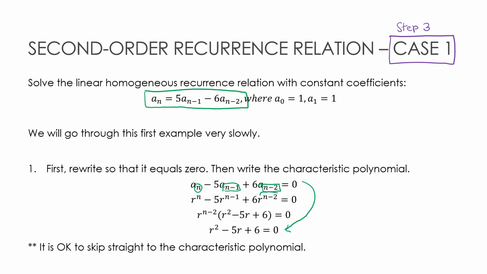Let's factor out r to the n minus 2. What does that leave me with? The characteristic polynomial. So the easier way is to just say, whatever the lowest one is, this guy, will have essentially r to the 0. The second lowest will have r to the first, etc. It will continue to increase from there. That is the characteristic polynomial. So if I were you, once you put it in the right format, just go straight to the characteristic polynomial.